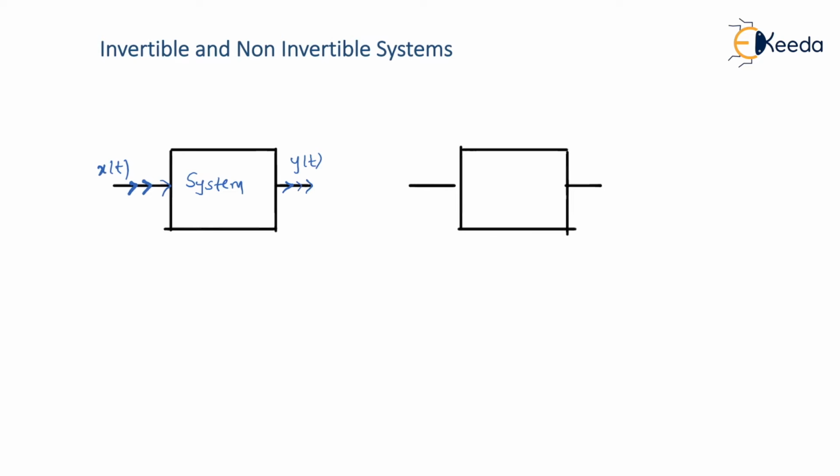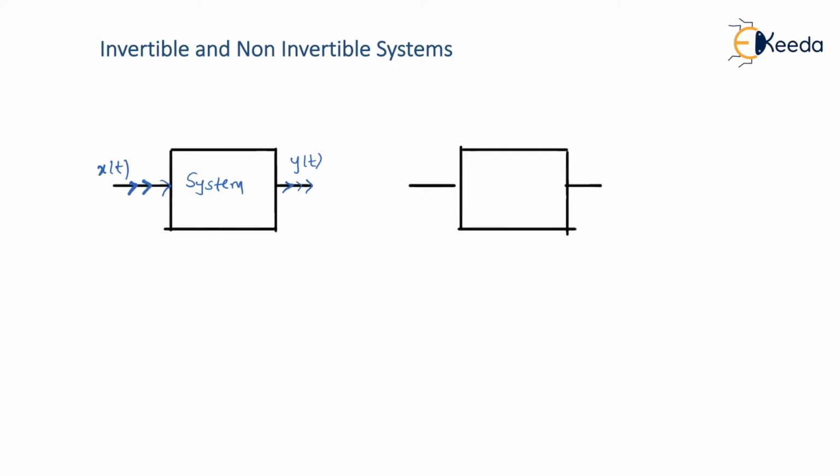Now, depending upon the nature of the system, there will be some relation between y of t and x of t. For example, this system can be a squarer system, an integrator, a differentiator, an amplifier, an attenuator, and so on. We can take thousands of examples, right? So the point is y of t and x of t are not the same. Some processing is done on x of t depending upon the nature of the system, and y of t is produced.